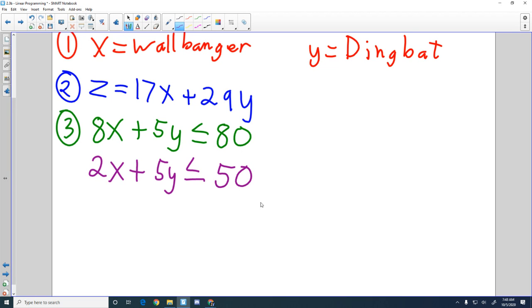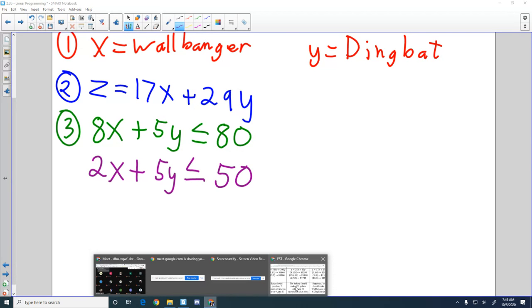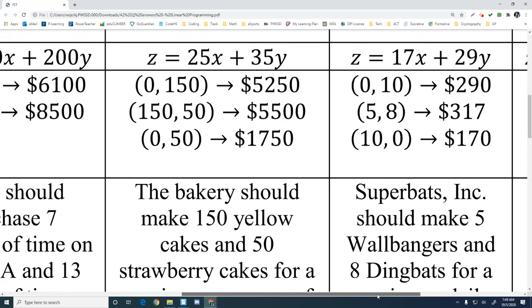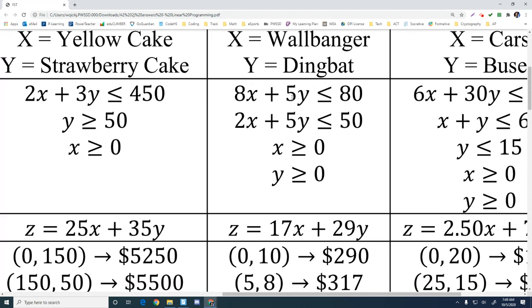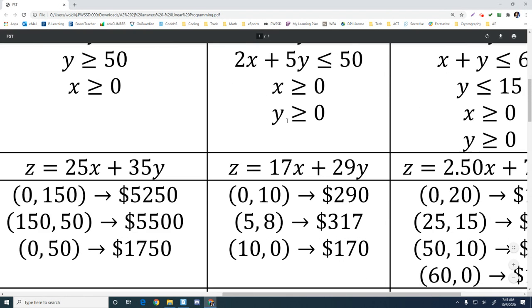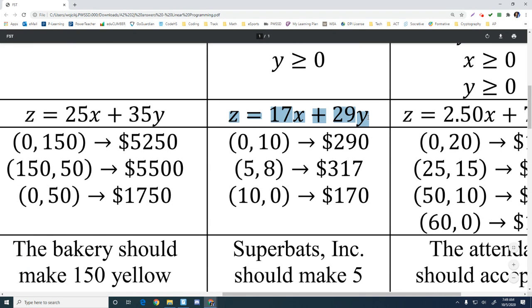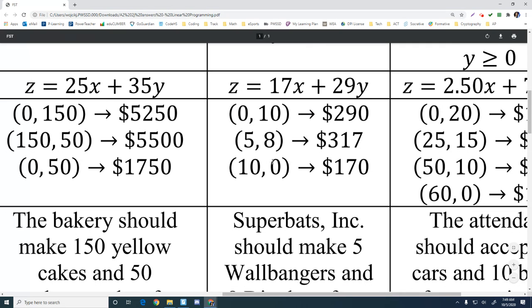From here, I know all of you can do this. You would rewrite these in slope-intercept form, right? Get them in y. You'd graph them. There's only 2 lines in this case, 2 diagonal lines, and you'd find those intersection points. And for this one, you get 3 intersection points. So that's right here, my constraints for wallbanger and dingbat. This is my Z function, the profit I make for each of the 2 types of bats. And I'd get these 3 intersection points: (0, 10), (5, 8), (10, 0).